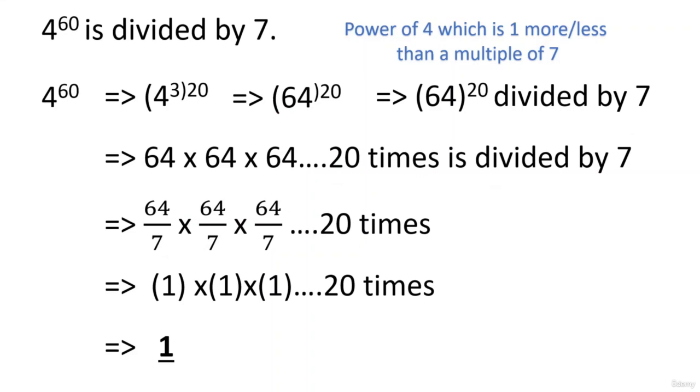Okay, so this is the reason I'm asking you to find out a power of 4 which is one more or one less. Either way, we saw one more; we will see what happens with one less in some time. Okay, so going on to the next question, guys. The next question is: find the remainder when 4 to the power 50 is divided by 7.